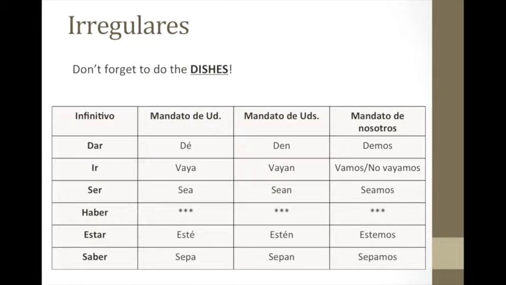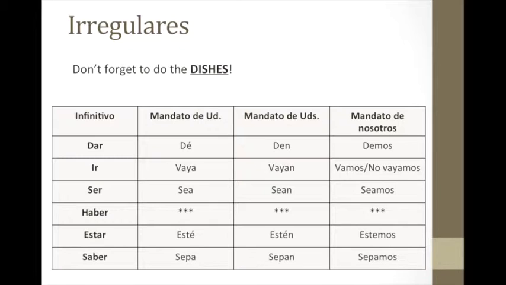Only dé has an accent. Why? It's to distinguish it from the preposition "of" or "from," as in "Yo soy de Illinois." The de would not have an accent. So really the accent there is just to set it apart from that preposition. For ir, we have vaya, vayan, and of course, just like we talked about, vamos means "let's go," and no vayamos means "let's not go." So just an exception to the rule.